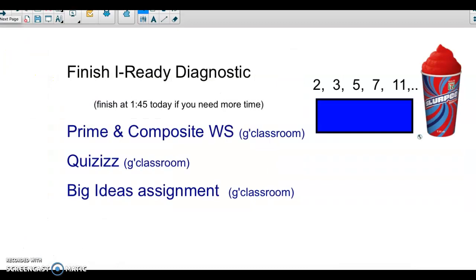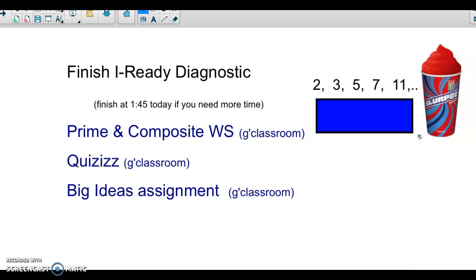And finally, here is your assignment. If you have not finished the iReady diagnostic, that is the most important thing to do for today. So please finish it in class. And if you need more time, please come back at 1:45 today and finish it. You'll have 1:45 to 3:15 to work on it.